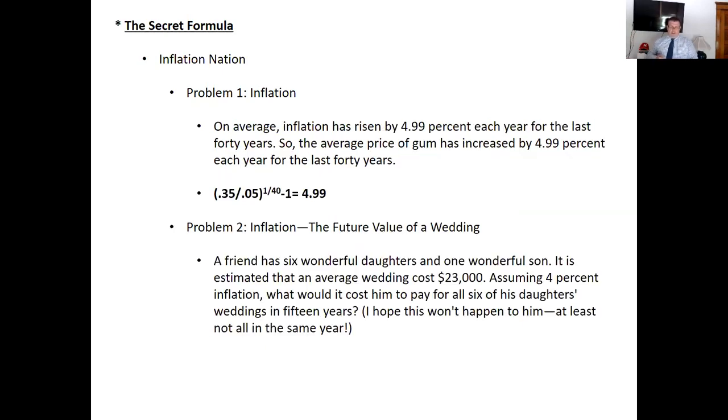So on average, if we figure out this problem, we get 0.35 divided by 0.05 to the power of 1 divided by 40, minus 1. And the answer is 4.99. On average, inflation has risen by 4.99% each year for the last 40 years. So the average price of gum has increased by 4.99% each year for the last 40 years, which means if I wanted to invest my money so that I could buy gum in 40 years, at what rate should my investment grow minimum?